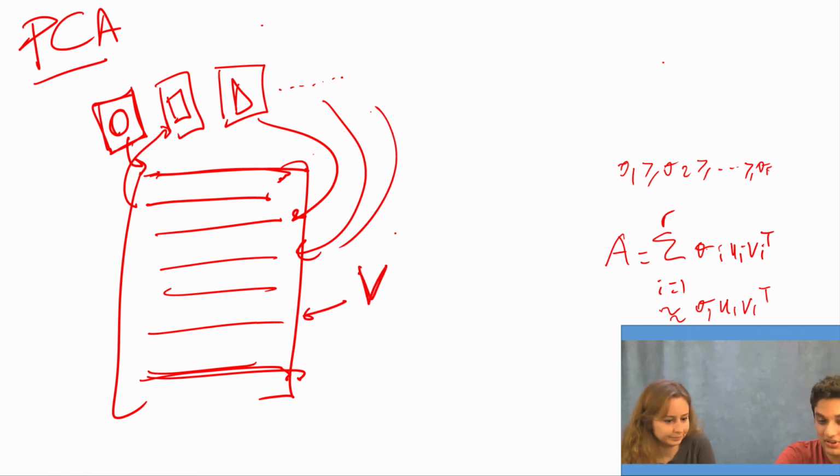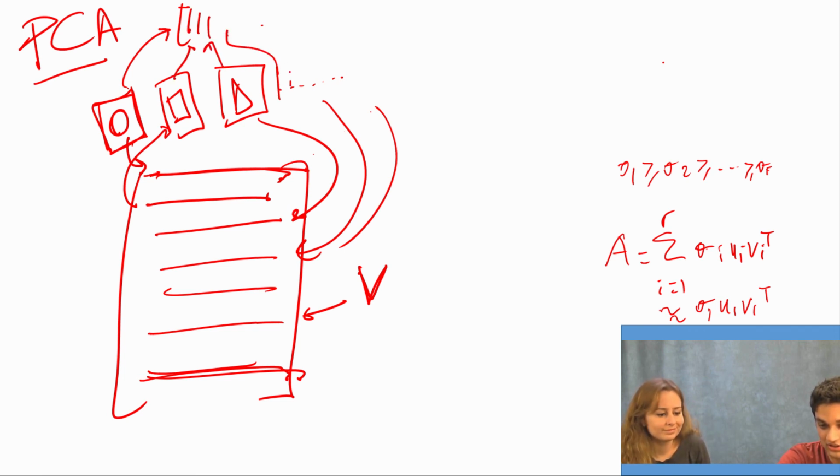If I put this as a column, so this is a column, this is another column, and so on, then in this case I want to look at U.